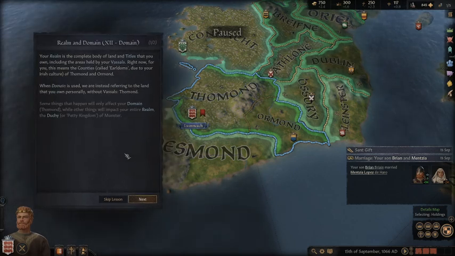Ruler domain. Your realm is the complete body of land and titles that you own, including the areas held by your vassals. Right now, for you, this means the counties, called earldoms due to your Irish culture, of Tommond and Ormond. When domain is used, you're instead referring to the land that you own personally without vassals, Tommond. Some things that happen will only affect your domain, while other things will impact your entire realm, the duchy, or petty kingdom of Munster.